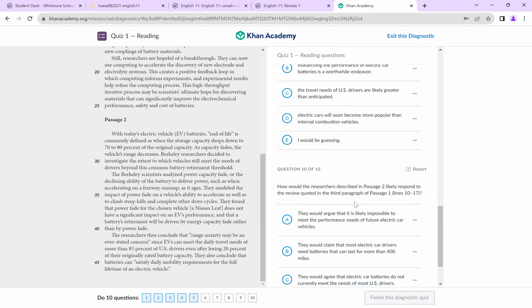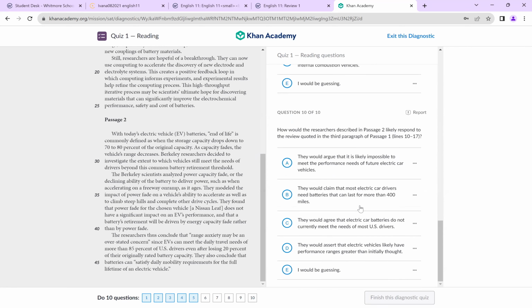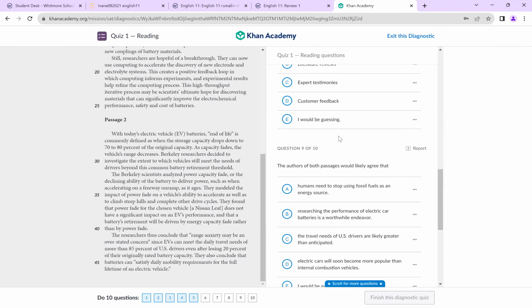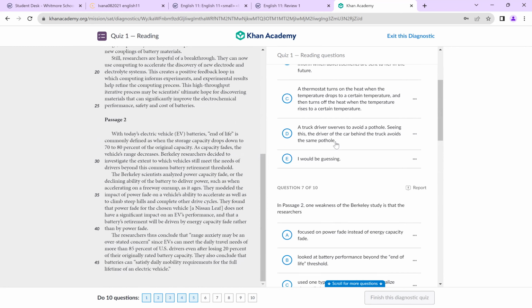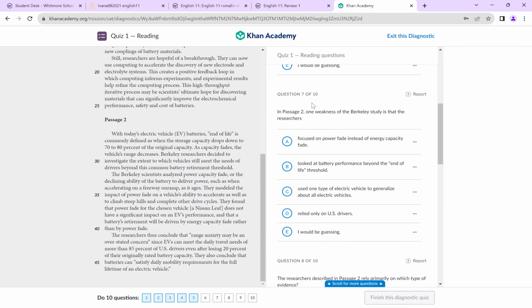How would the research described in passage two respond to the review quoted in the third paragraph of passage one? Again, we're going to have to go back and forth between them. So it doesn't really matter which order you read them in, but I probably suggest reading passage two first, and then trying to answer these two questions here, 7 and 8.